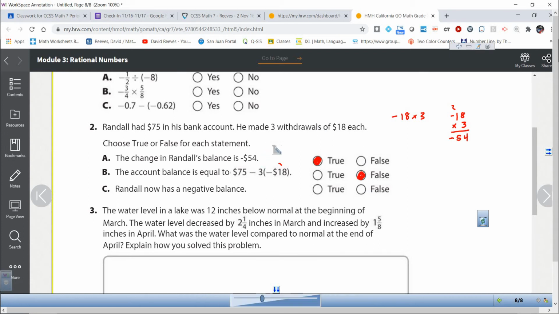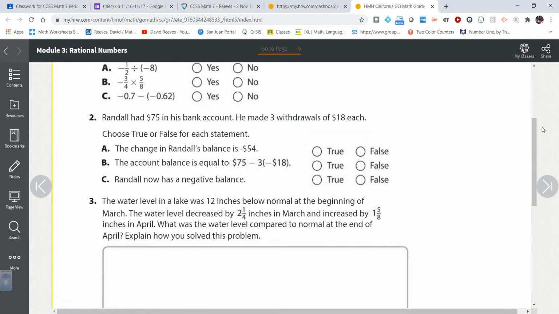What we'd want to do would be to subtract a positive, right? We'd want to subtract 3 times 18, or we'd want to add the negative. Otherwise, it's going to go up rather than go down. Does he now have a negative balance? Well, no, because he had $75, and 75 minus 54, 5 minus 4 is 1, and 7 minus 5 is 2. He actually has a positive balance of $21. Okay, so that's that first problem.